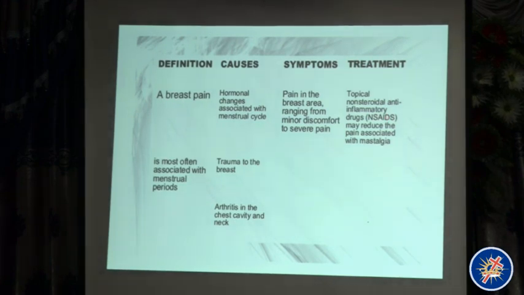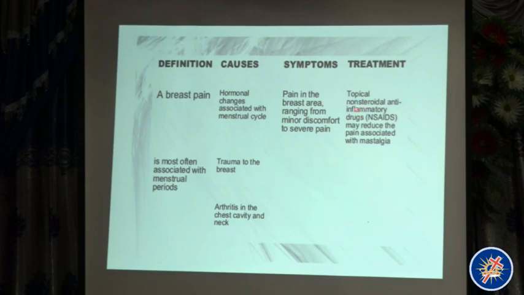NSAIDs are drugs that we give, like Brufen. Panadols also are in this group, and that may reduce the pain associated with mastalgia. So usually it's just painkillers that we give them. It's something that comes cyclically or periodically, and therefore is not something that is permanent.